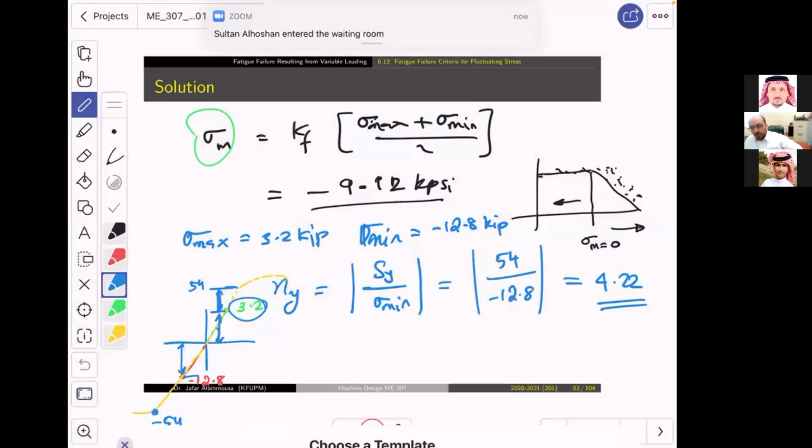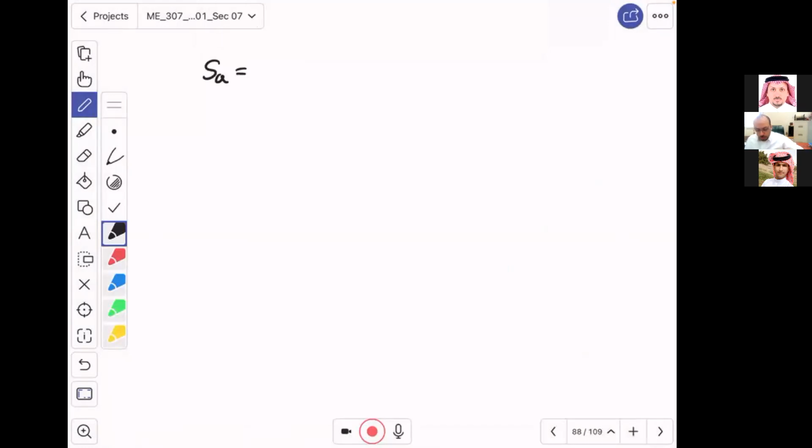So then what are we going to do? We are going to use the relation. Do you remember from our discussion last time, we said that SA over SE equals 1 is the criteria to tell if there is a negative mean. So what are we going to do? This means that SA is equal to SE. Right or not? What is SE? We calculated it was 24.4 kpsi, right? So I shouldn't write I over here.